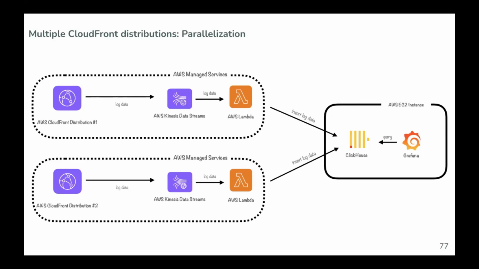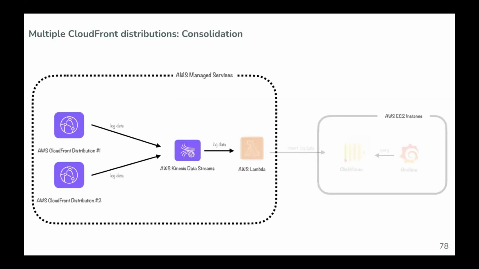However, we opted to parallelize as few components as possible and instead consolidate log data from different CloudFront distributions into the same pipeline. This is because duplicating infrastructure can escalate costs and complexity. Ingesting logs from multiple distributions into a single pipeline was simpler and more maintainable.